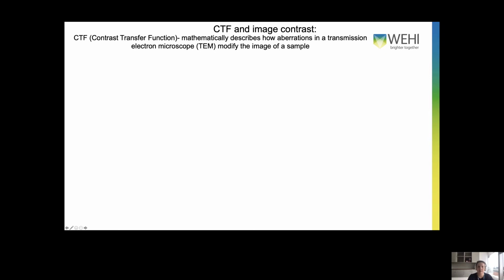It mathematically describes how aberrations in a transmission electron microscope modify the image of a sample. So here's the formula to calculate the CTF. And I just want to highlight that it is a function of defocus and spatial frequency. What we can see from here is that the CTF can be modulated with the defocus. And we take advantage of it because during our data collection, we normally collect images at different defocus.